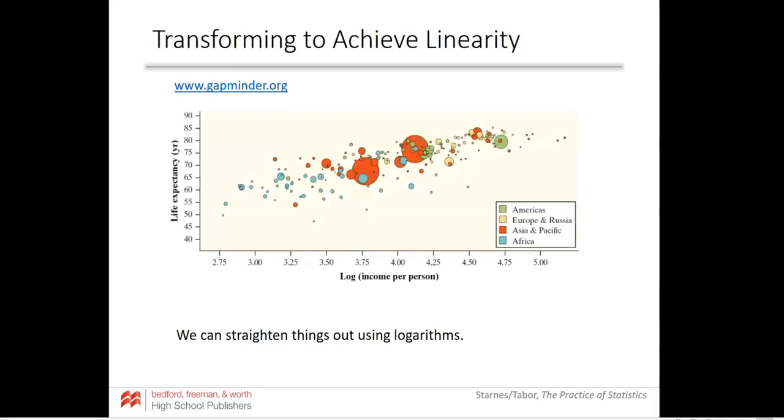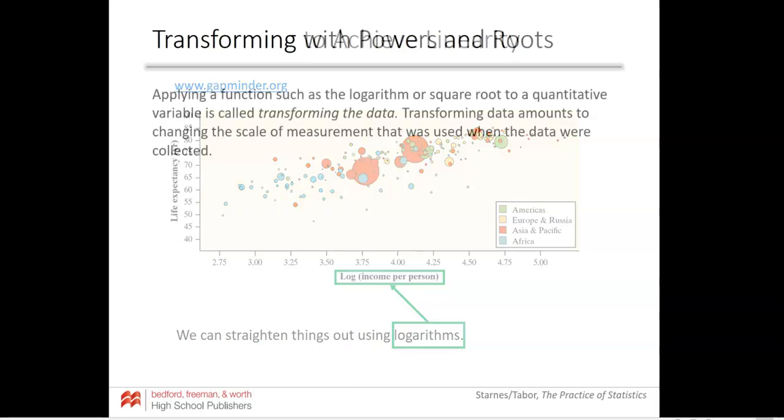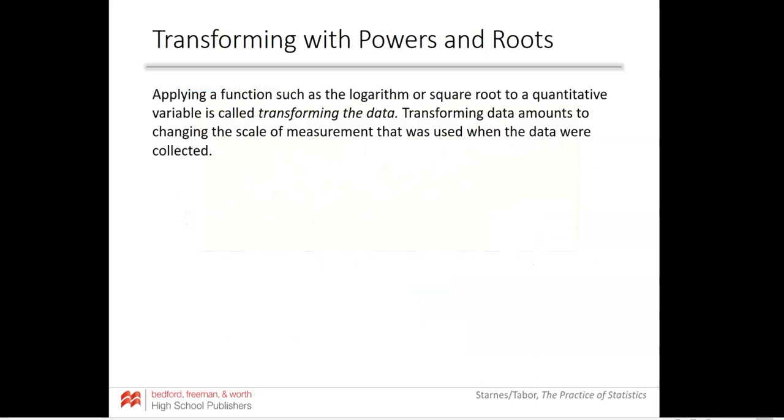And we can. So if you take the log of income per person, I know that seems like a strange move, but if you take the log of the x values and plot those values, now you can see the data looks fairly linear. I think you would probably pass that test. All we did was take the log of the x values. You might say, well, how do we know to do that? It might be a trial and error kind of thing, but it's called transforming the data. Sometimes we don't know how to do that.